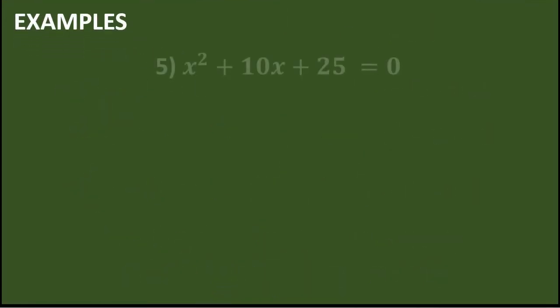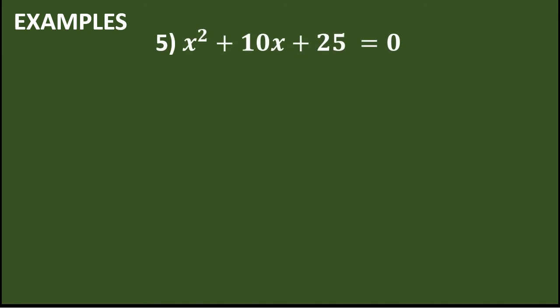Let us now have example number 5. In this example, x squared plus 10x plus 25 equals 0. It is called a perfect square trinomial. If we have a perfect square trinomial, we can change that into the square of a binomial. How? Get the factors of x squared, that is x times x. After that, the factors of 25 that are the same, 5 and 5. So we have x plus 5 and the other one is x plus 5.